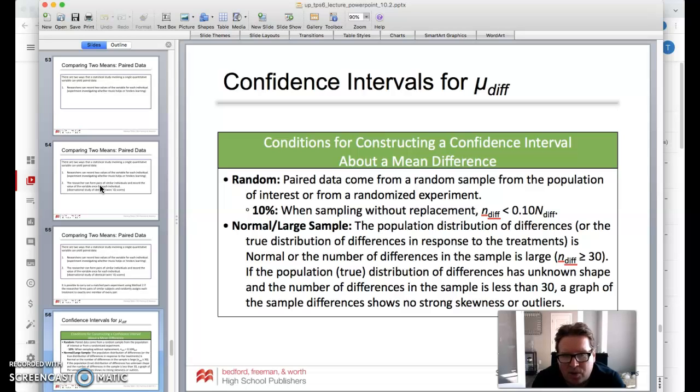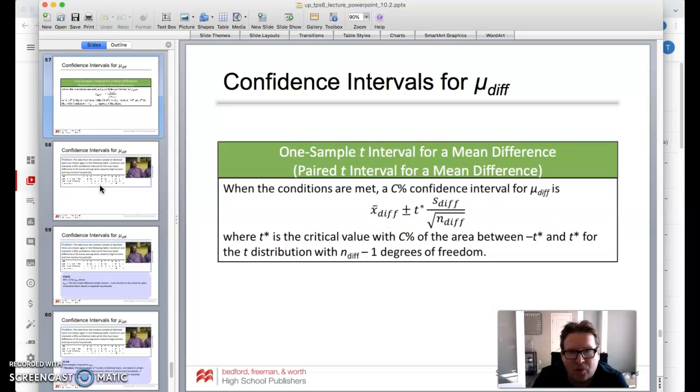And then of course our normal large sample condition, we've talked about that: make sure it's normal, or at least that our sample size is large, in other words bigger than 30. Or else you make a graph and make sure that there's no strong skewness or outliers. Those are what we have to make sure to do. Now we're going to take the mean of those differences. We still have our t-score, the standard deviation of the differences, and then the square root of the sample size of the differences. So we're just going to do those differences first.